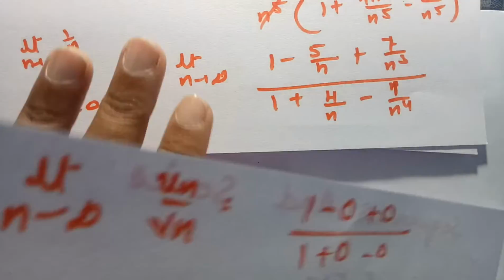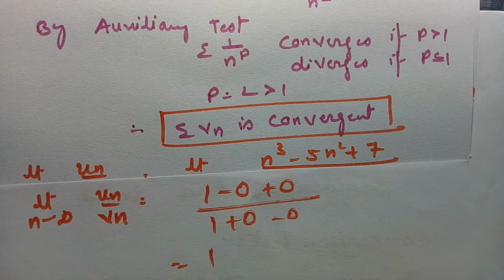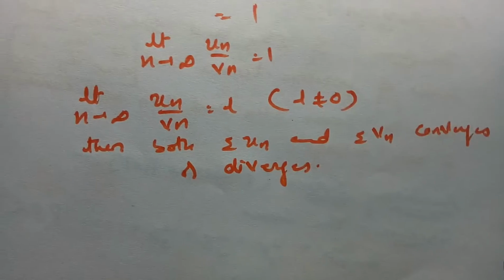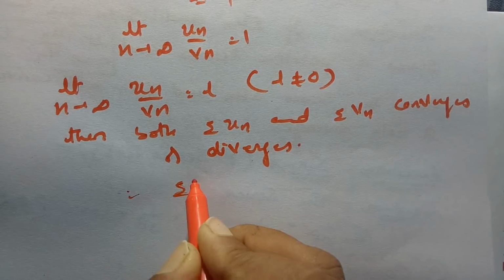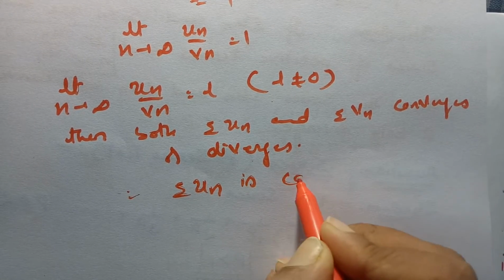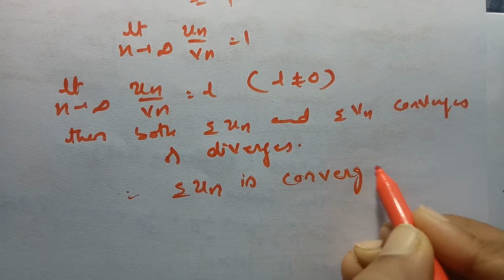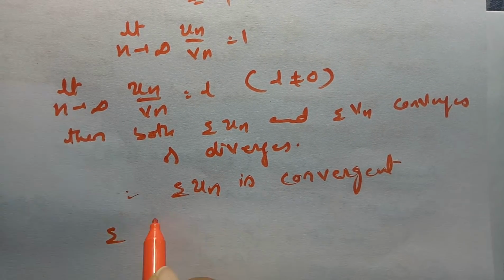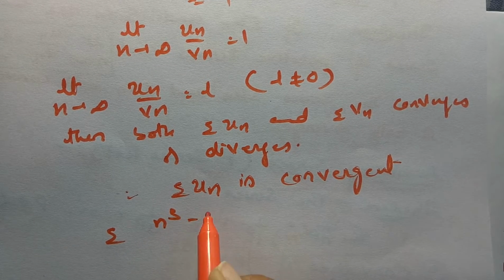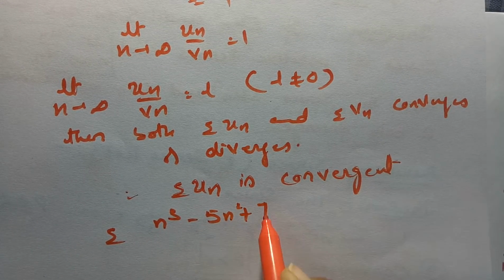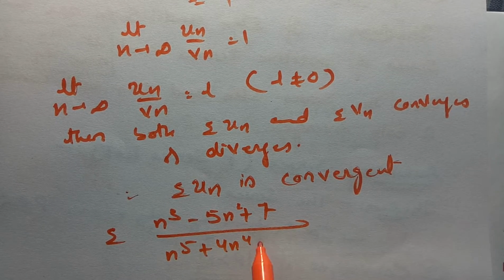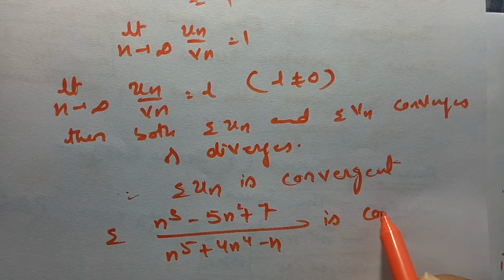So in this problem we have v_n, and that is convergent. From comparison test, u_n is convergent. Therefore, by comparison test, u_n is convergent. If v_n is convergent, u_n is also convergent. What is u_n in our problem? The problem sigma n cube minus 5n square plus 7 by n power 5 plus 4n power 4 minus n is convergent.